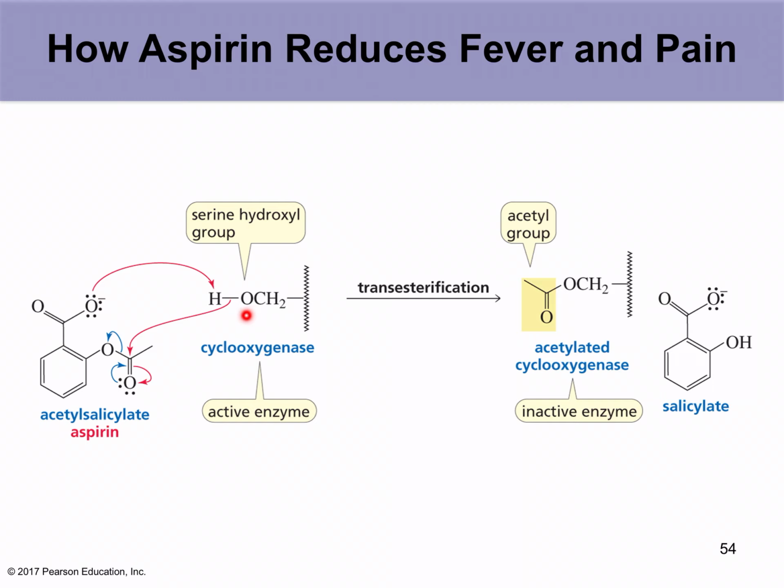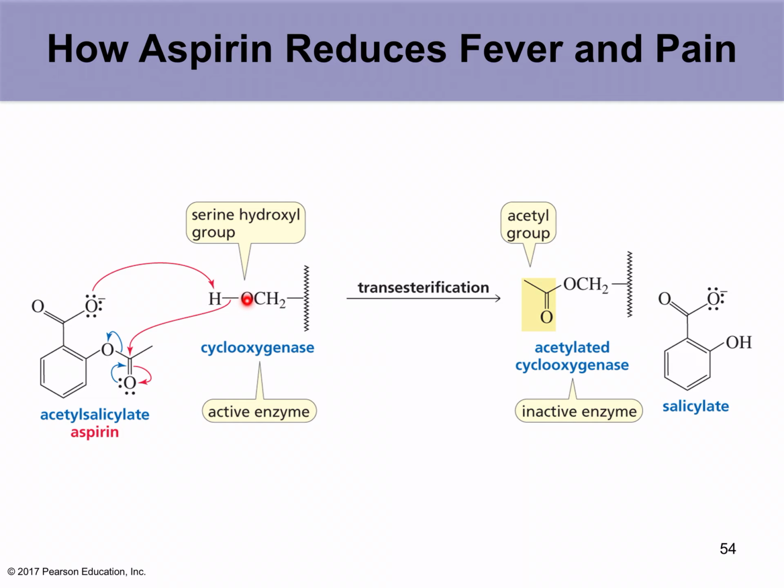How is it going to happen? The oxygen, the basic form of the aspirin, is going to take the proton from the alcohol, the serine hydroxyl group. Now this acts as an alkoxide group, CH2O minus. Now this is going to react with the carbonyl group of the ester. Do you see, this is the ester part, and then it breaks the carbon-oxygen double bond and it reforms the pi bond and leaves this group.